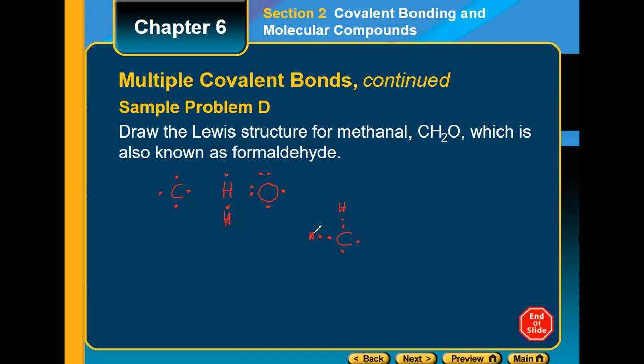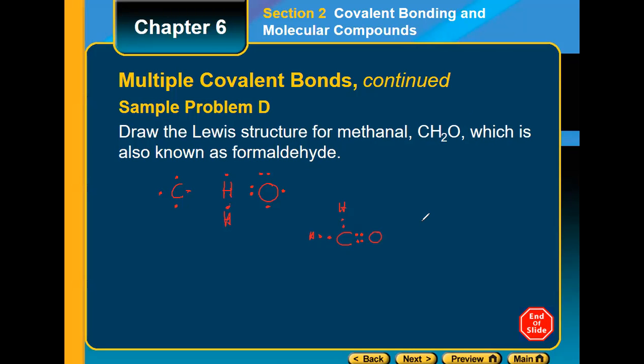Then oxygen has 6 electrons in the outermost energy level, which means it needs to share a pair of electrons to follow the octet rule. And carbon still has 2 electrons available, so carbon will share a pair of electrons with oxygen, like this. So that's how the bonds will look, or how the Lewis structure will look, guys.